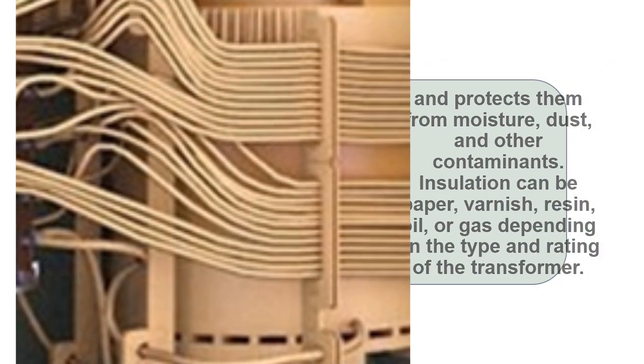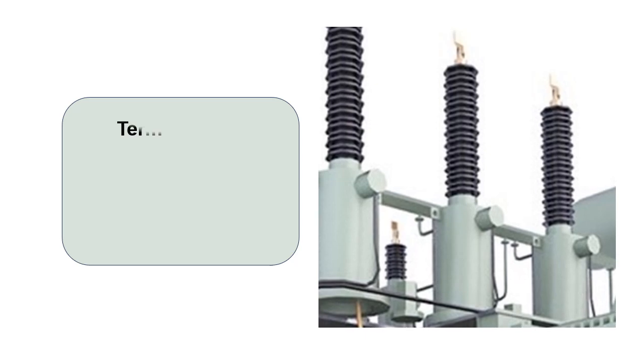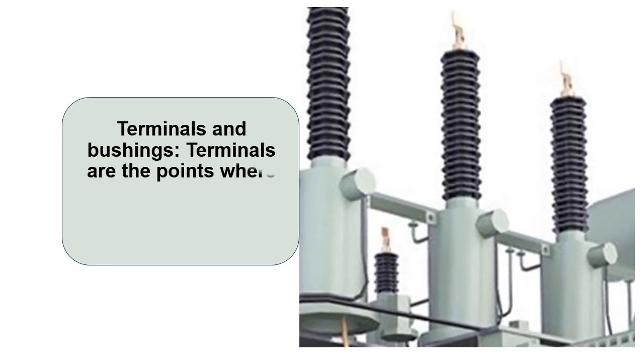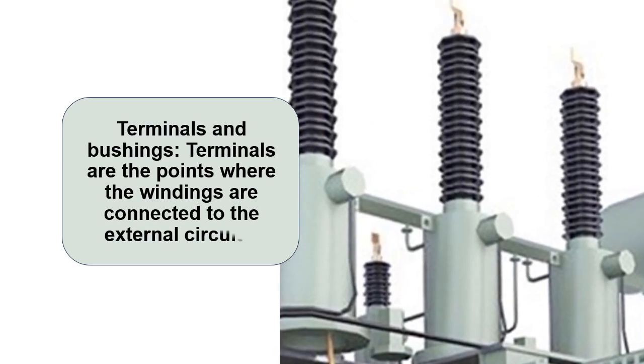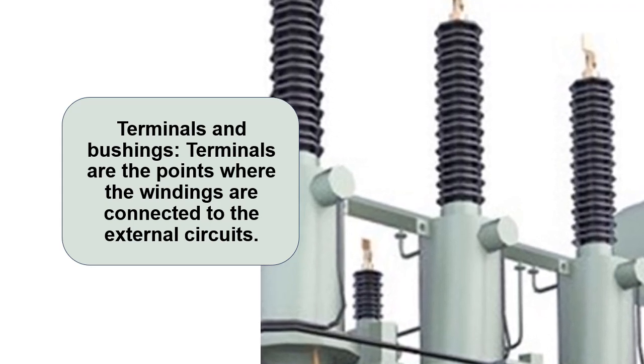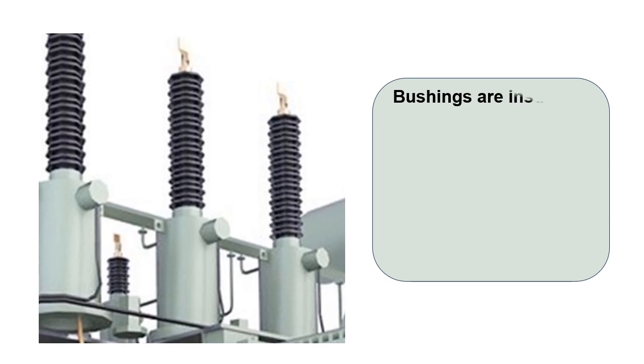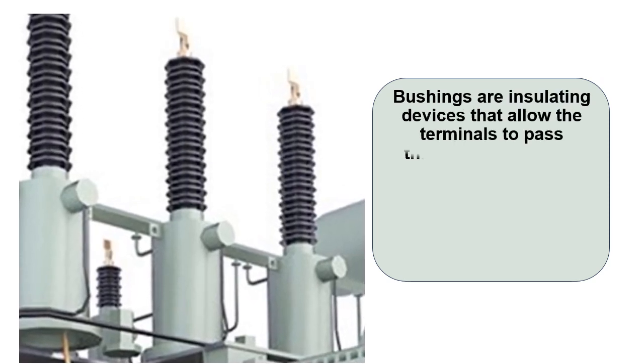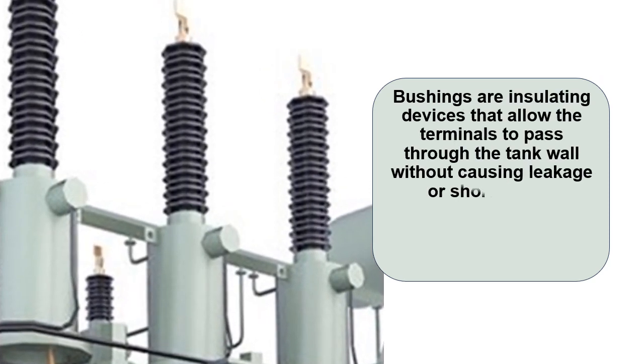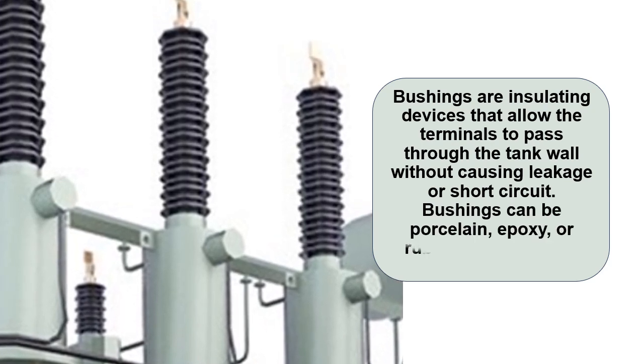Terminals and bushings. Terminals are the points where the windings are connected to the external circuits. Bushings are insulating devices that allow the terminals to pass through the tank wall without causing leakage or short circuit. Bushings can be porcelain, epoxy, or rubber depending on the voltage level.